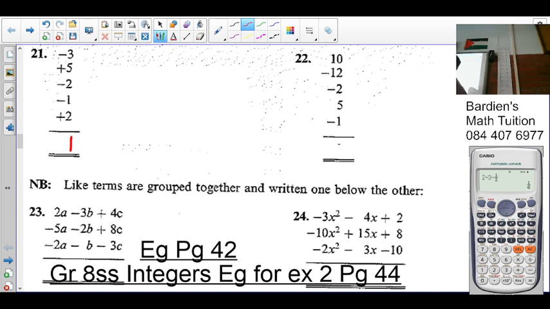What is 10 minus 12? Negative 2 minus 2? Negative 4. Negative 4 plus 5? 1. 1 minus 1? 0. Okay, you must write the 0. Okay? And not a dot. No?